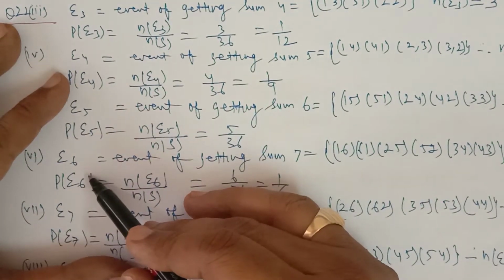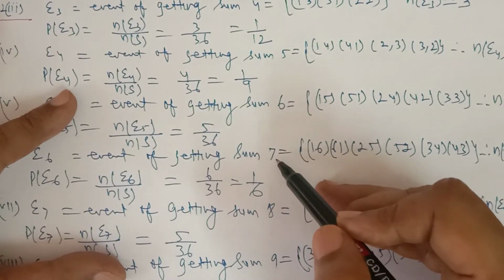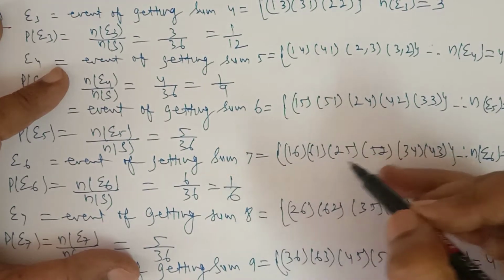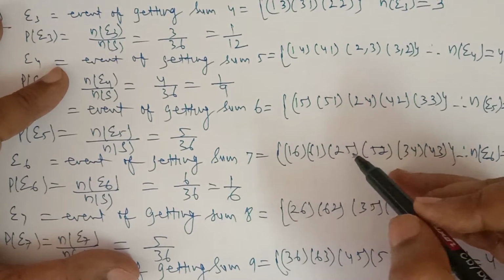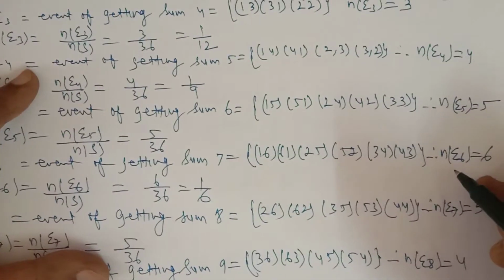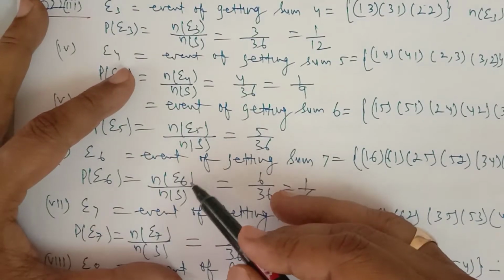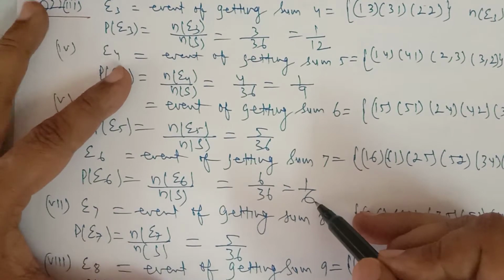Now let E6 be the event of getting a sum 7. So how can we get a sum 7 on a pair of dice? It can be (1,6), (6,1), (2,5), (5,2), (3,4), (4,3). So how many events are there? 1, 2, 3, 4, 5, 6. So the number of events will be 6, and the probability will be n(E6) upon n(S), which is equal to 6 upon 36, which is equal to 1 upon 6.